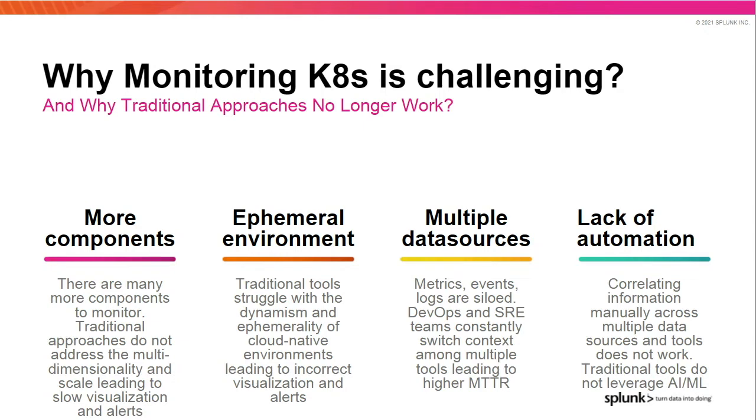There are multiple data sources: metrics, events, logs. In traditional approaches, they are siloed. DevOps and SRE teams will have to continuously switch context between a metrics tool and a logging tool. That leads to higher mean time to resolution. And then there is lack of automation. Data is coming in from multiple components at a high speed. Correlating information from all these sources manually is just not going to work. Traditional tools, again, do not leverage machine learning or AI capabilities to make sense of all this data.